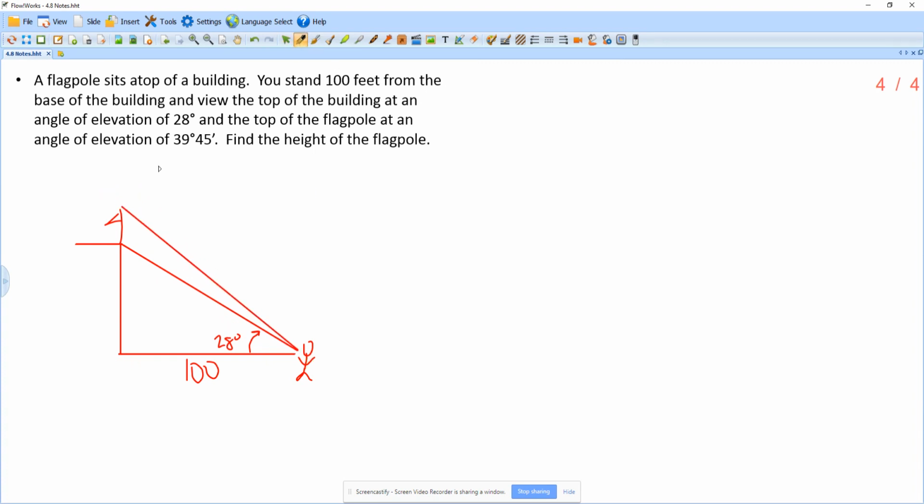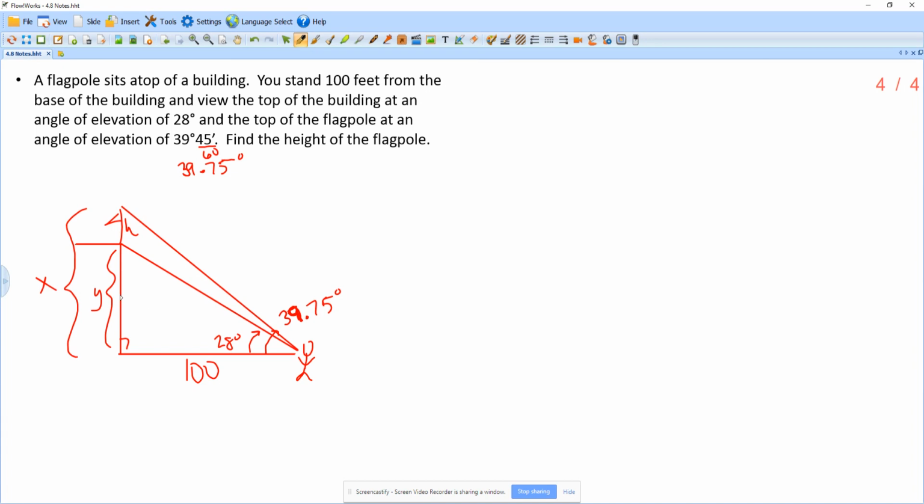The angle of elevation to the top of the flagpole is 39 degrees and 45 minutes. Again, you think of that as over 60, so that's 0.75. So this is really 39 3/4 or 39.75 degrees. That represents this larger angle, 39.75 degrees. We want to find the height of the flagpole, so I'll call this H. Now you can notice here I have two right triangles. I have this one, let's call this Y, and I have this entire right triangle, which I'll call X.